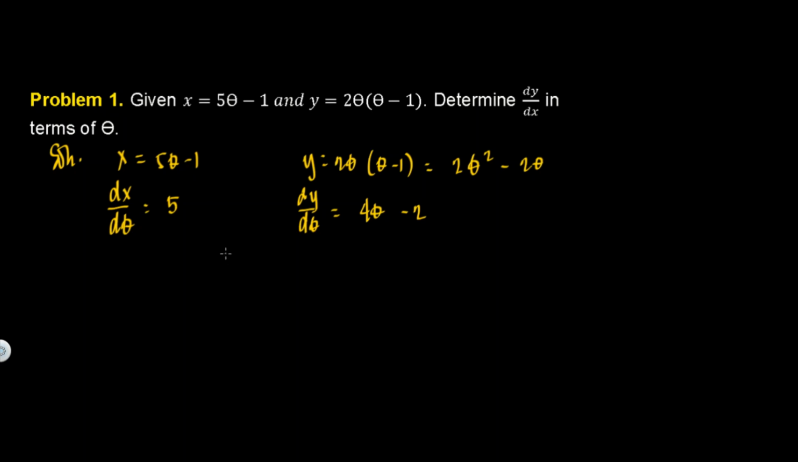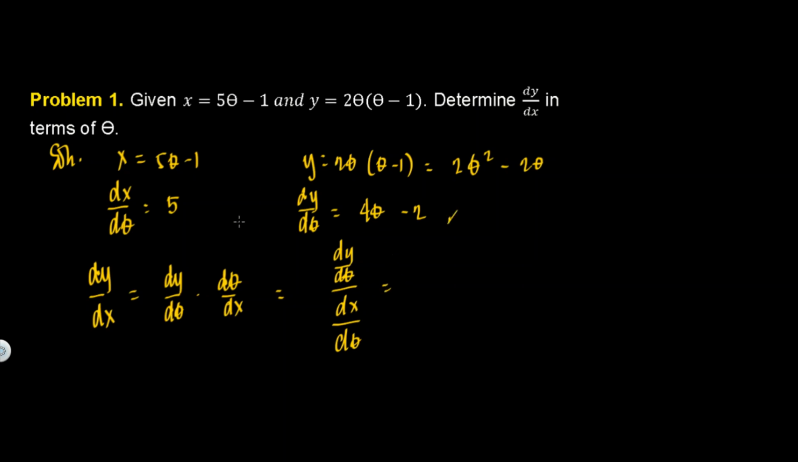So in solving for dy over dx, as we said earlier, it is dy over d theta times d theta over dx, or we can write it as dy over d theta over dx over d theta. So we have dy over d theta and dx over d theta. Dy over d theta is 4 theta minus 2, and dx over d theta is 5. That is our answer. This is dy over dx in terms of theta. So this is the answer. Okay, another problem.